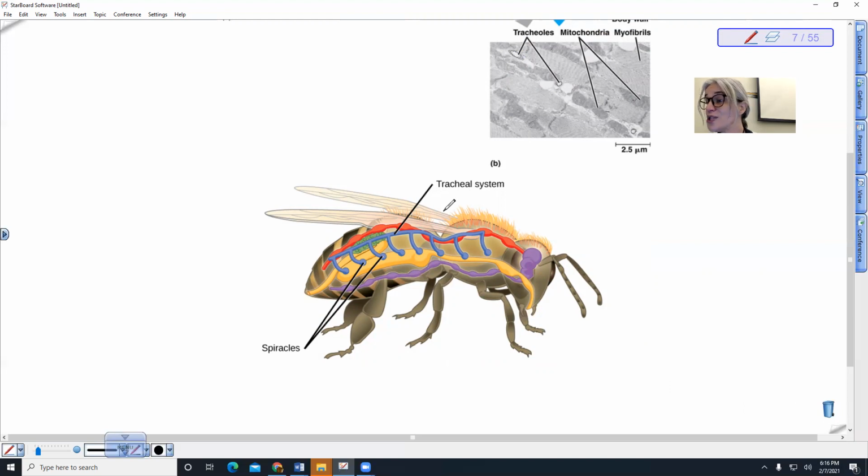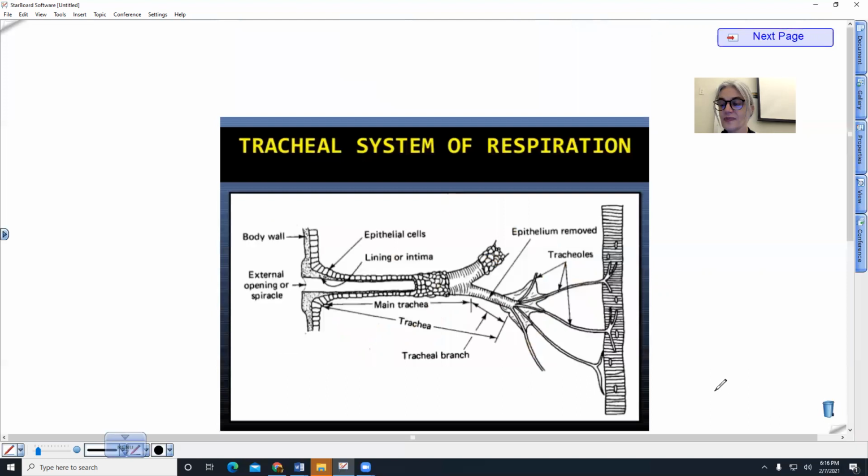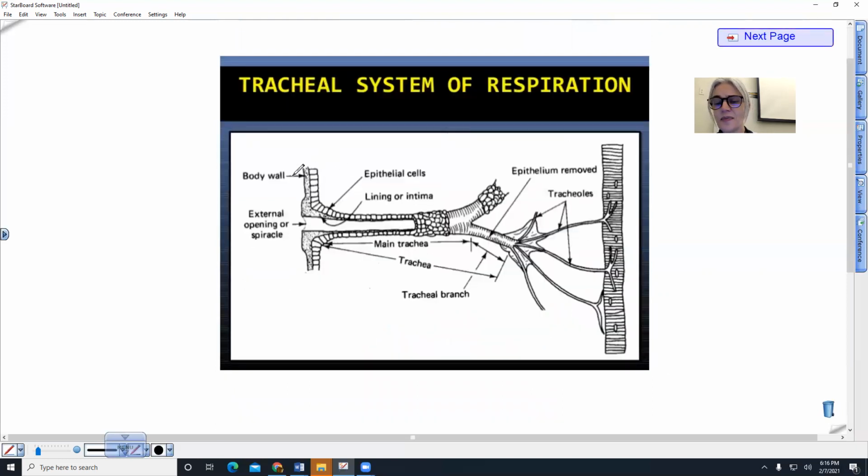This is a terrestrial lifestyle. Again, that tracheal system branches and branches and branches into these tiny little air ducts that transport. It's just hard for me to believe that that actually works, but supposedly it does, right?